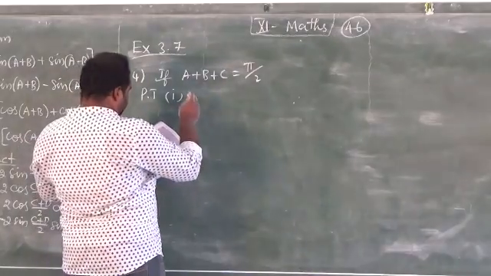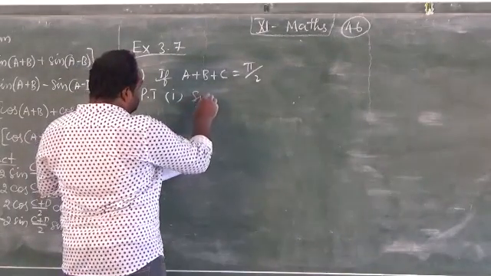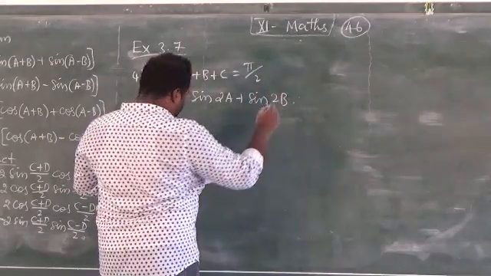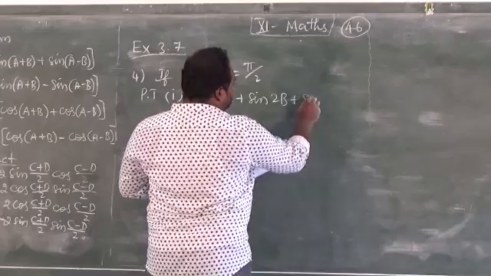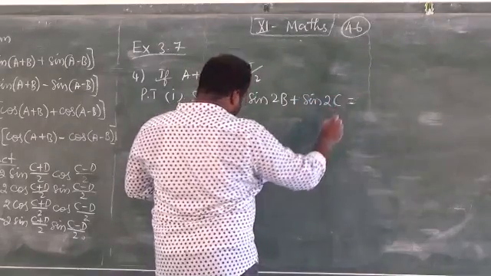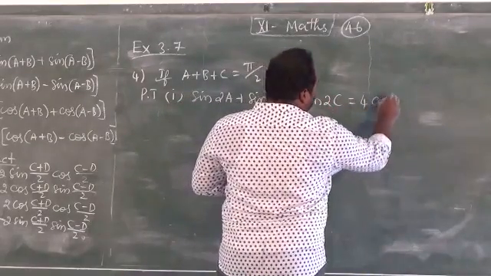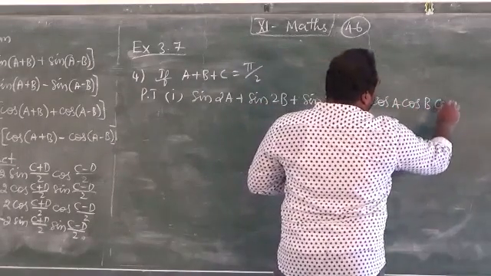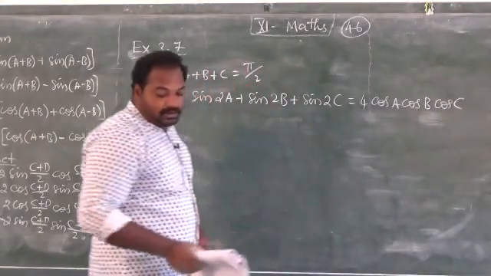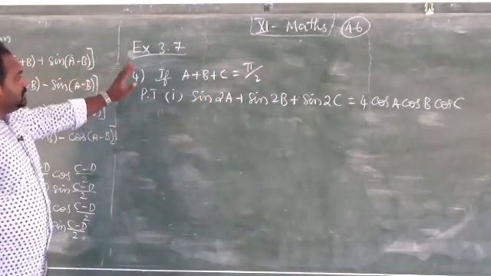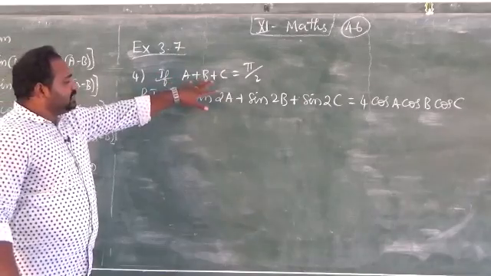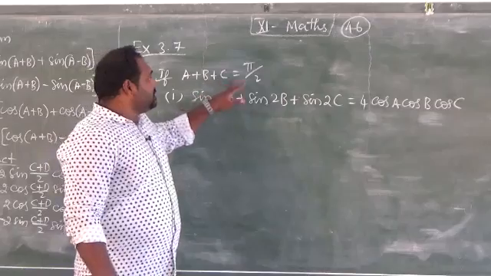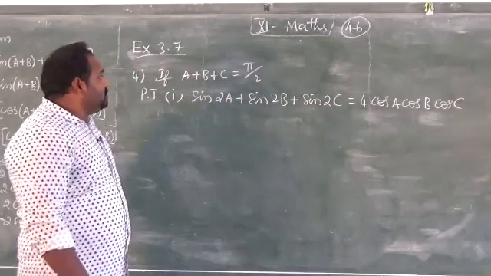Sin 2a plus sin 2b plus sin 2c equal to 4 cos A cos B cos C. So already we have done a problem like this in question number 1, some subdivisions, but there the condition given was a plus b plus c equal to 180, but here it is given a plus b plus c is equal to pi by 2, I mean 90.